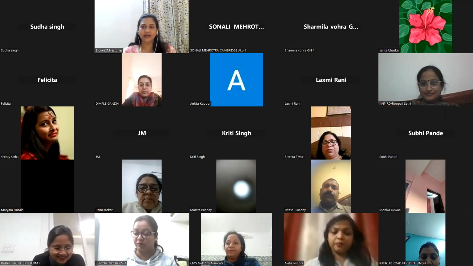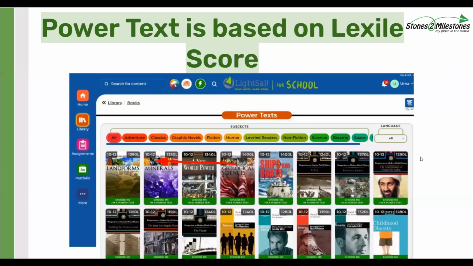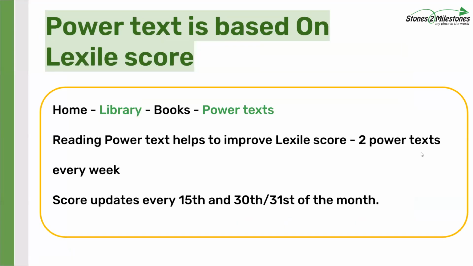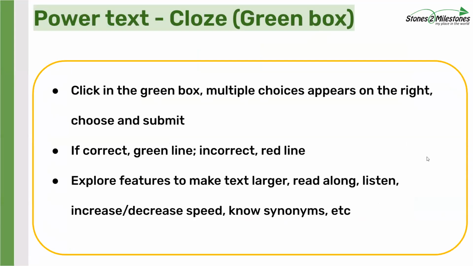Yeah, so the idea is you complete your power challenge and then you complete one power text to complete the LightSail cycle. So that's a recap. Home, library, books, power text. Reading power text helps you improve your LightSail score. Your target should be at least 2 power texts every week. And the scores will get updated every 15th or 30th or 31st of a month. So make sure you do it on a consistent basis so that your scores also consistently improve.